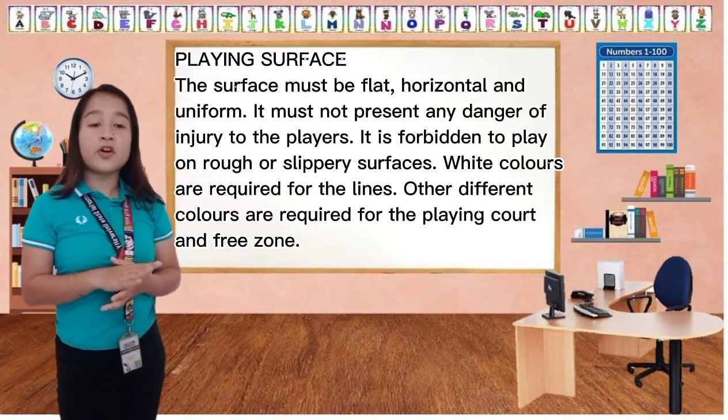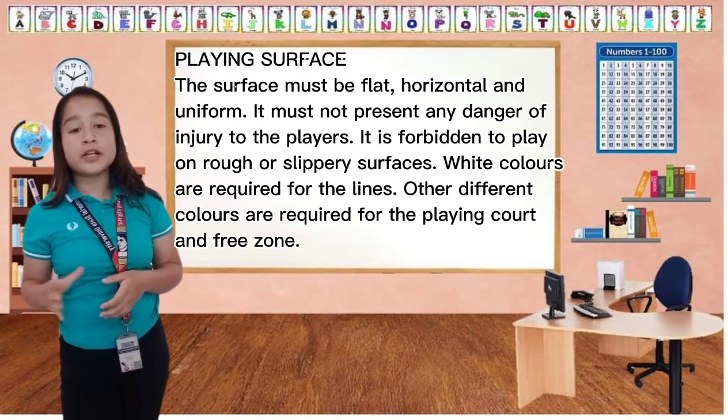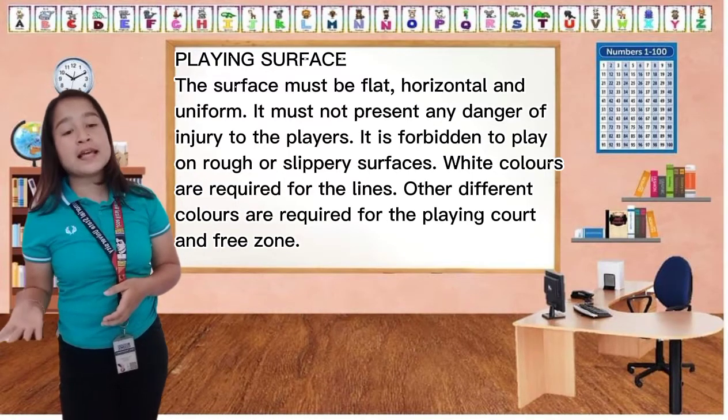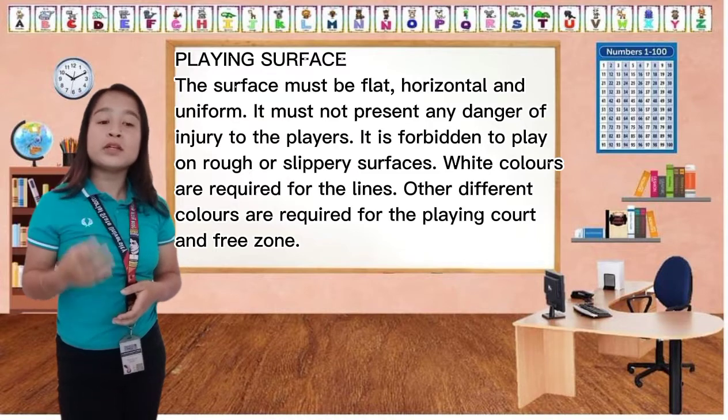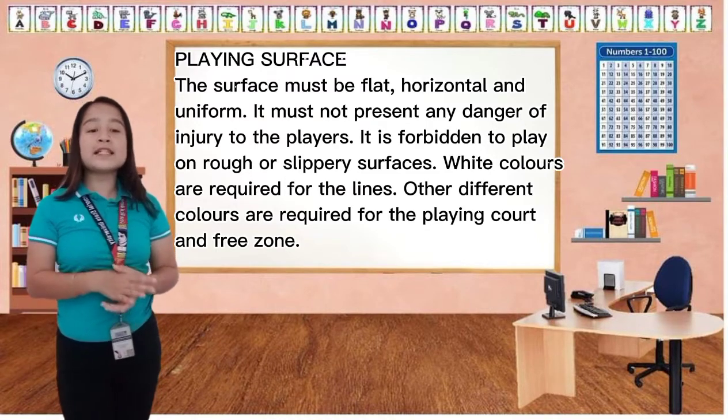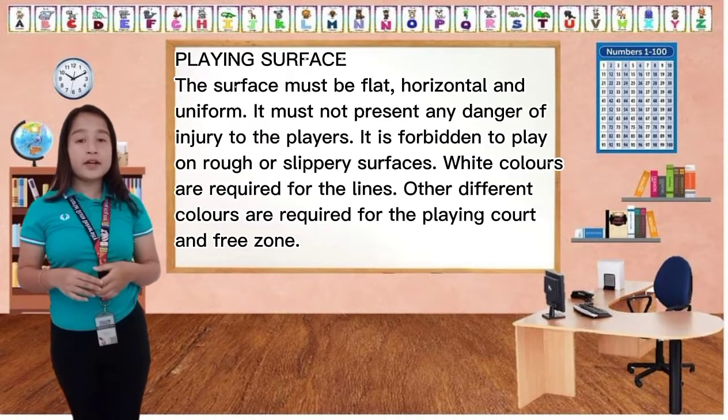Class, on indoor courts, the surface of the playing court must be of a light color. Then on outdoor courts, a slope of 5 mm per meter is allowed for drainage. Court lines made of solid materials are forbidden.